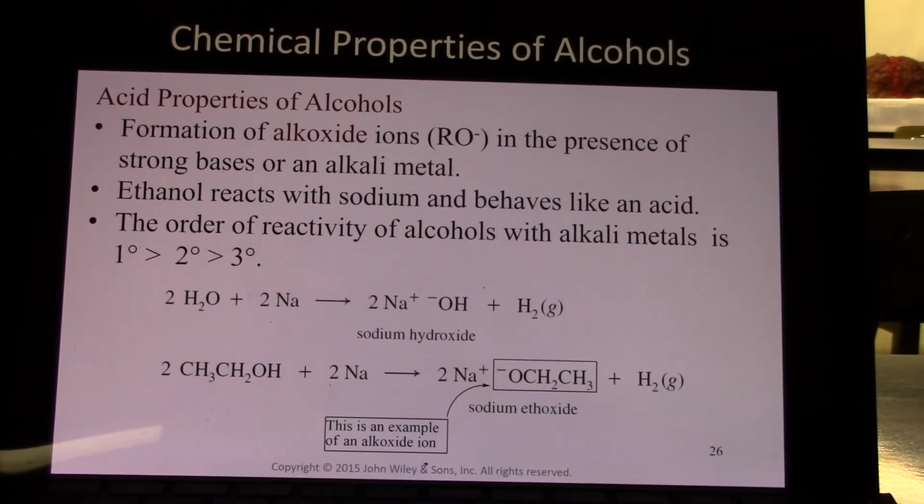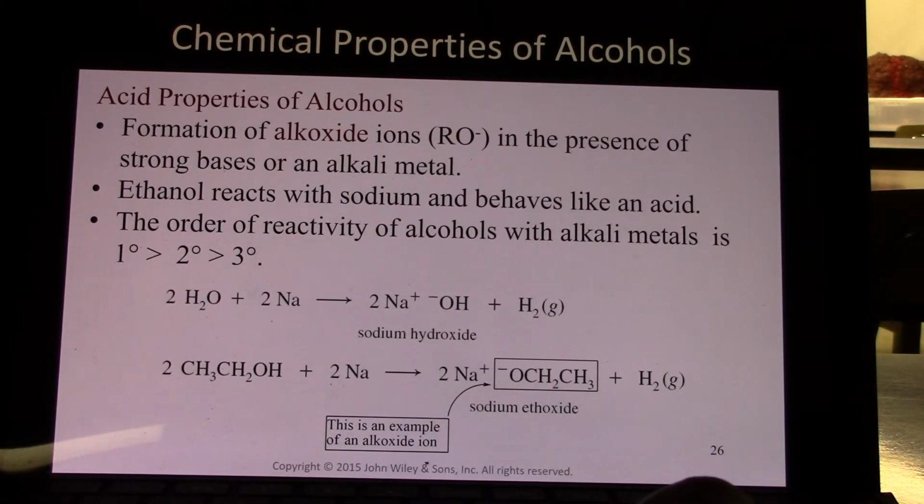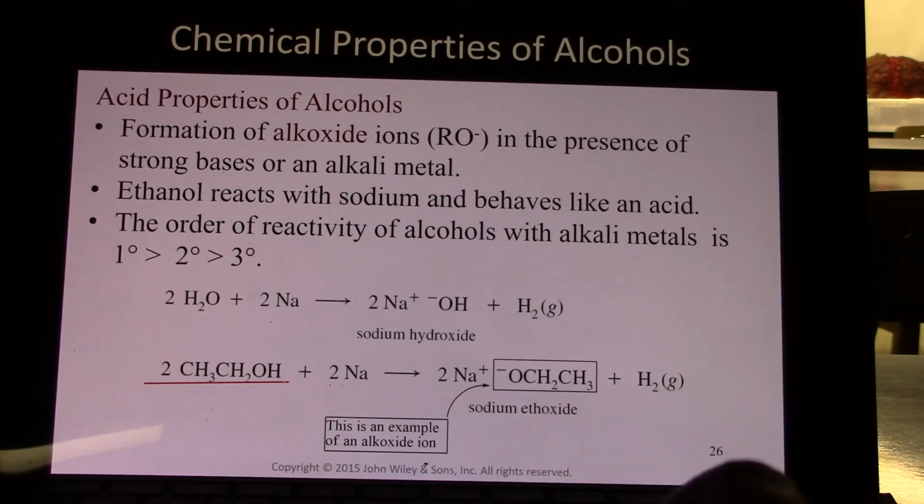Acid properties of alcohols. Formation of alkoxide ions in the presence of strong bases. If you have a really strong base, you can remove this hydrogen to get O-, the alkoxide. A common way to do that is to use pure sodium metal, because as this oxidizes to Na+, you'll release hydrogen gas and you get the alkoxide. So this is sodium ethoxide. And now this negative charge is pretty active and it'll attack things.